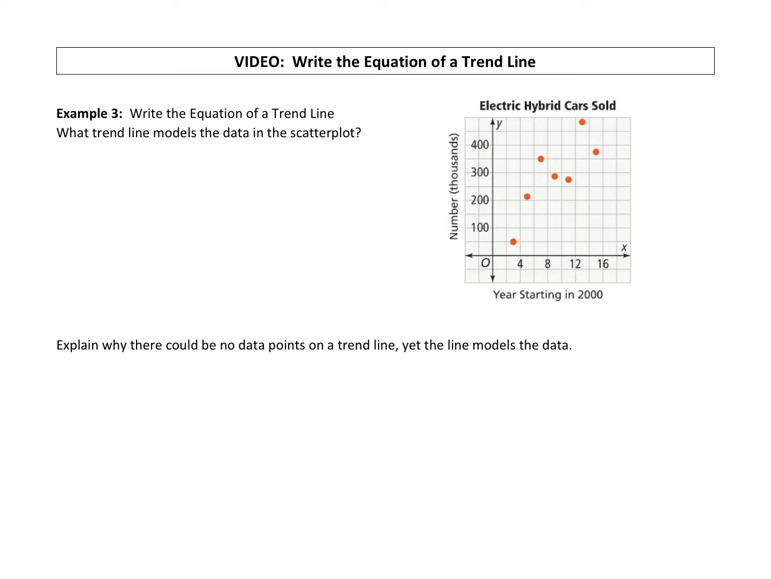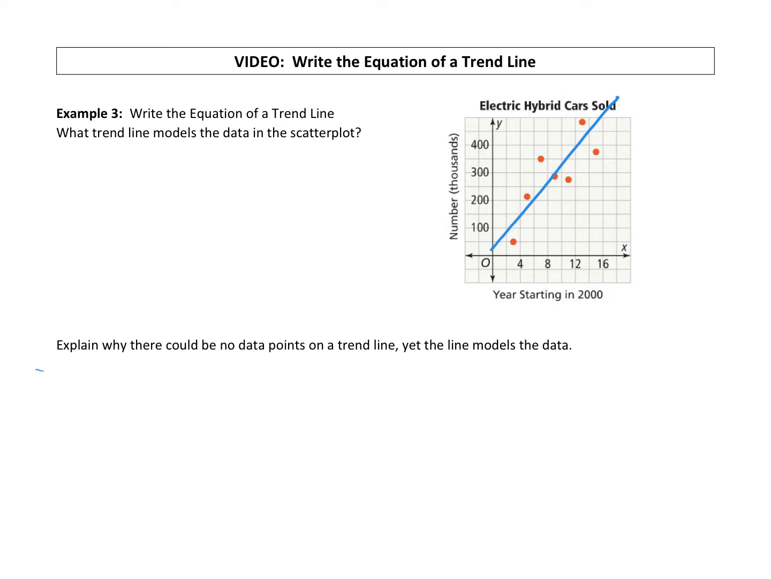I don't have a straight edge. I would like to use one if I could. If you guys have a straight edge, use it just to help give yourself a nice straight line. In general, you want to have it balanced between the points. So like, do you have a similar number of points above the line as you have below the line? Different things like that. So if I were to draw a trend line, let's see, what should my trend line look like? I think I'm going to have a line that looks something like that.